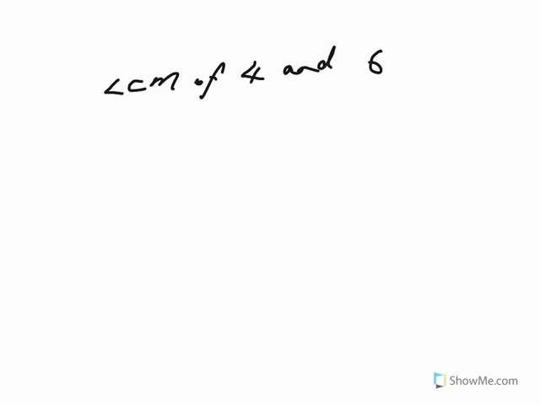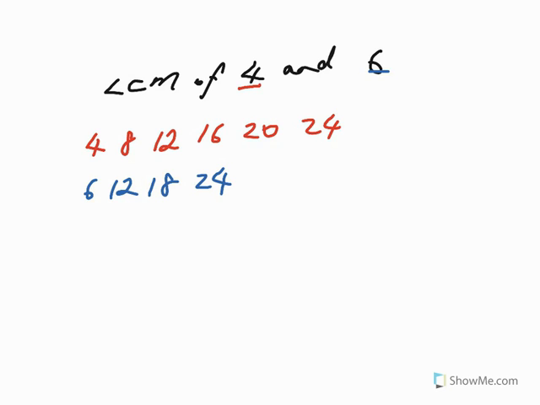We've also looked at the lowest common multiple. So multiples are like the answers to the times tables. So we could look at all the multiples of 4, and we'd have 4, 8, 12, 16, 20, 24, etc. And then we could also look at all the multiples of 6. So we'd have 6, 12, 18, 24, and so on.